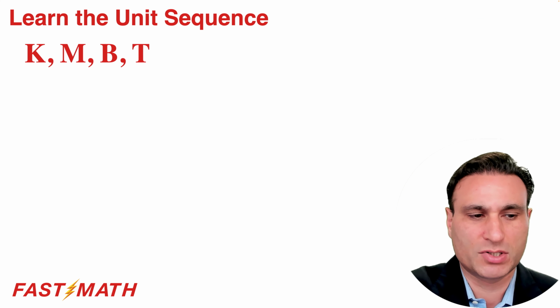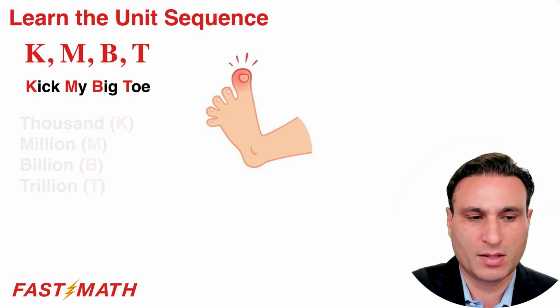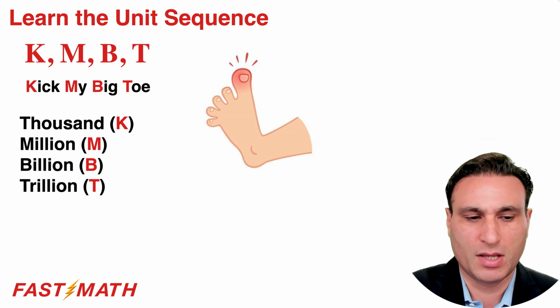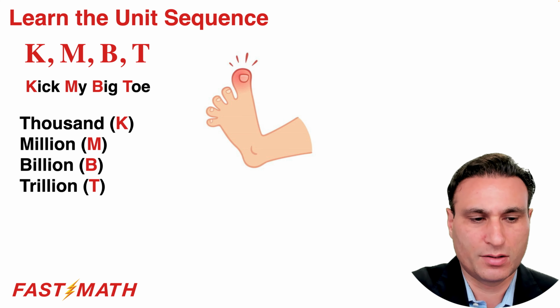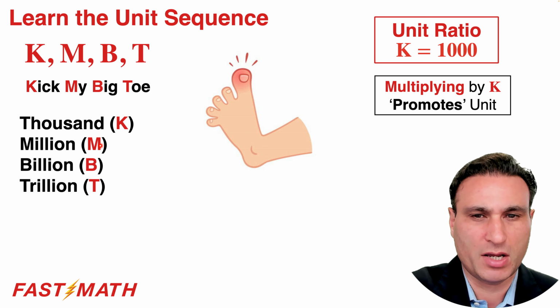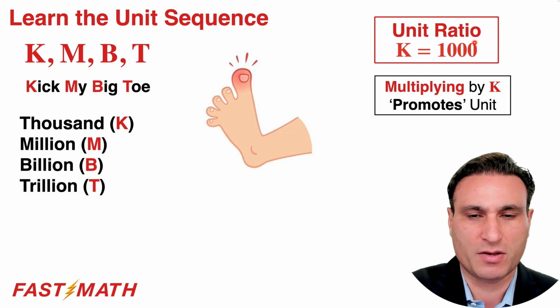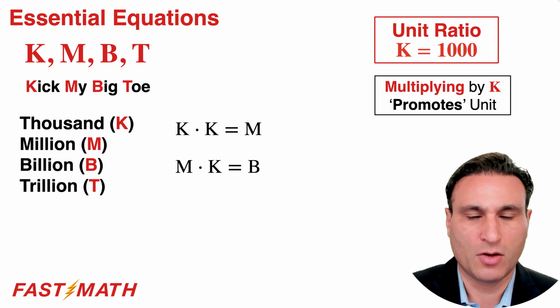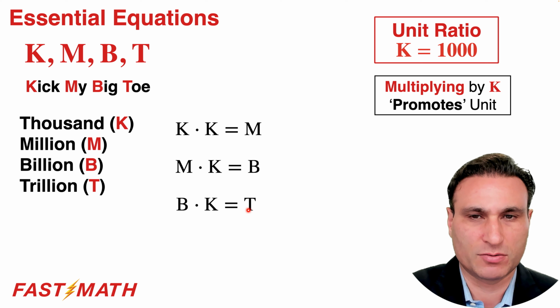Here's how to learn this. First, learn the unit sequence, KMBT. Use the mnemonic, kick my big toe. 1,000, million, billion, trillion. Again, K is for 1,000. The other abbreviations are simply the first letter of the unit name. Once you learn the unit sequence, multiplying by 1,000 or K just promotes the unit to the next larger unit, because the fixed ratio between unit values is 1,000 or K. We learned these two facts first. 1,000 times 1,000 equals million, and million times 1,000 equals billion. We have one more basic unit multiplication fact. Billion times 1,000 equals trillion.